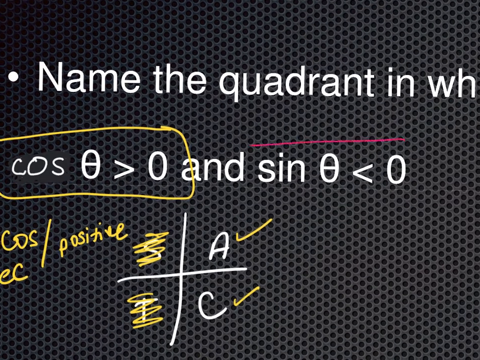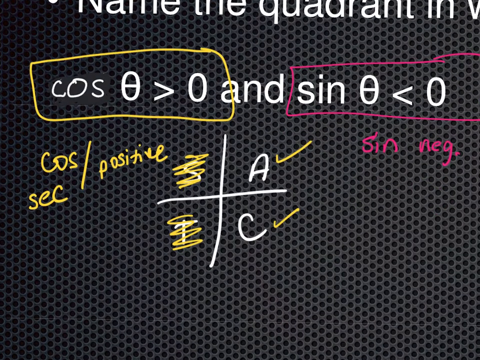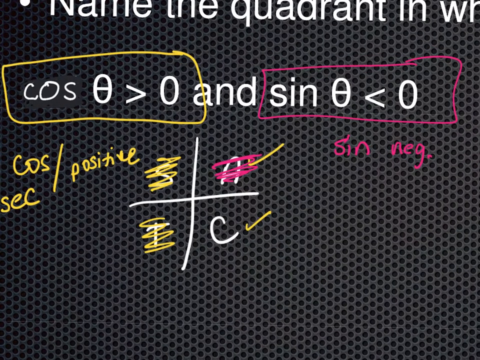Okay. Now I go to the second guideline or parameter, however you want to look at it. It says sine is less than 0. That means the sign is what? Negative or positive? Negative. So look at what you have left over. In the first quadrant, is sine negative? No. In the fourth quadrant, is sine negative? Yes. So this angle lies in quadrant 4.